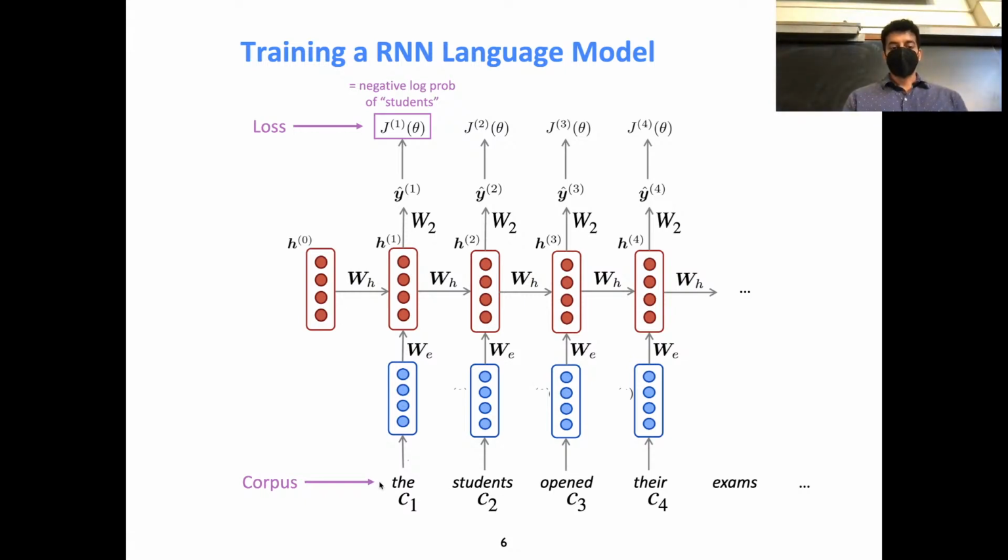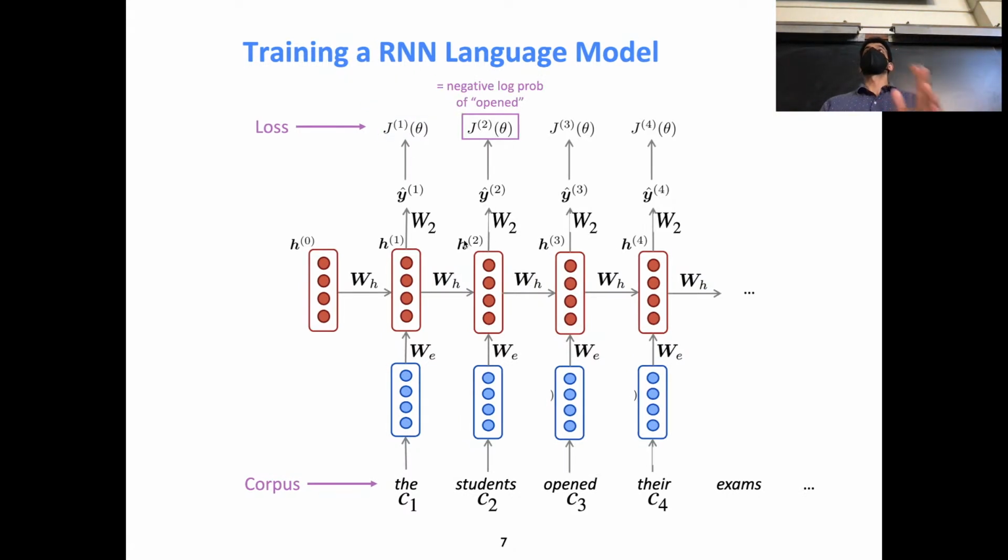So if we take our data example, the students open their exams. When I observe the word the, I process it using this W sub e matrix. I project it along with this h sub 0 into this hidden state h sub 1. And now using h sub 1, I feed this into my softmax layer, and I predict the word students. I mean, I want to predict the word students, right? So I train this model with a loss function that says, what is the negative log probability of students here?